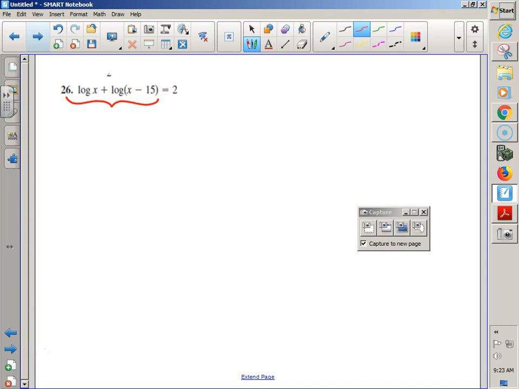I need the log to be 1. I need the log in one place. Right now it's in 2. So this is the product property of logarithms. It would be x times x minus 15. Only when the logarithm is condensed into one place can I do 10 to the power of.